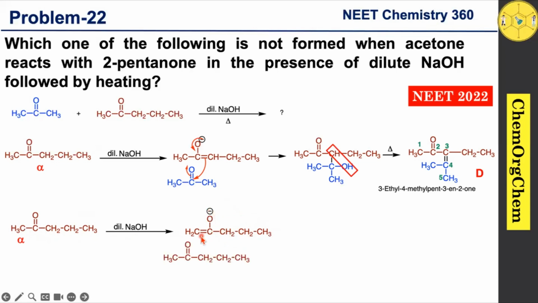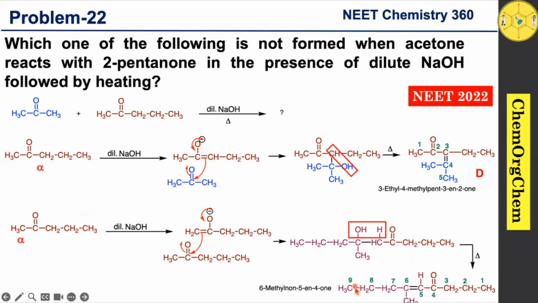So here you see this negative charge moves here, this electron attacks this carbonyl group. Now this electron moves towards the oxygen atom, which produces this corresponding intermediate. Now when we heat this reaction mixture, here you see this water molecule is eliminated to produce this corresponding alpha beta unsaturated compound. The name of the compound is 6-methyl non 5-ene 4-one.